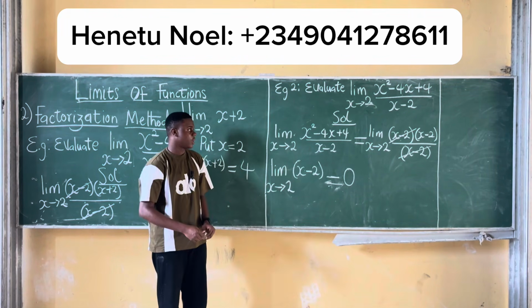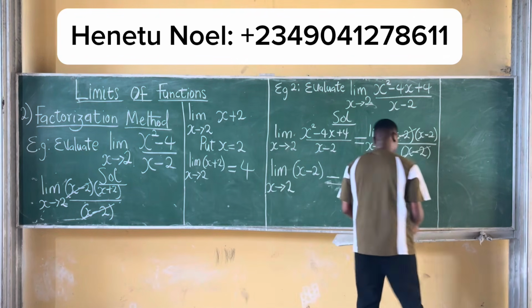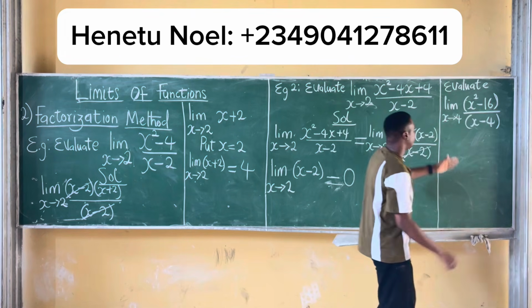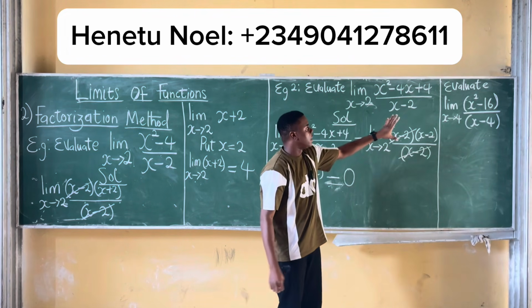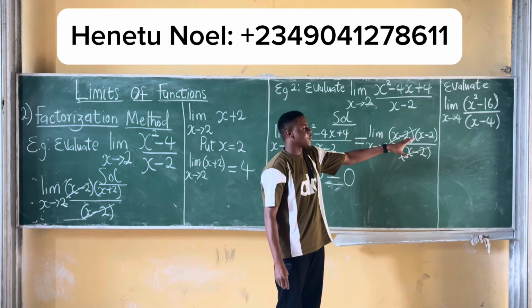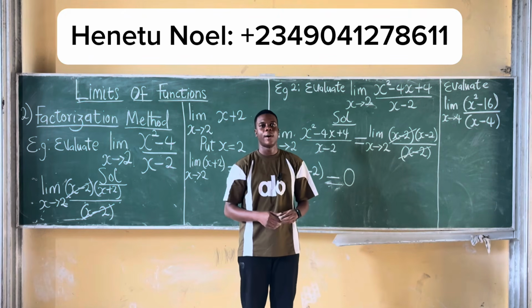Okay, so I'll give you one to try out and you solve it and show me that you have really understood how to evaluate limits. Evaluate the limit of x squared minus 16 over x minus 4 as x tends to 4. So we're going to take a pause right now while you try it out.